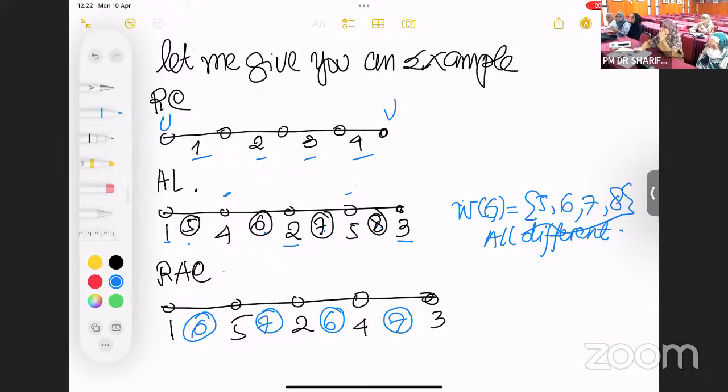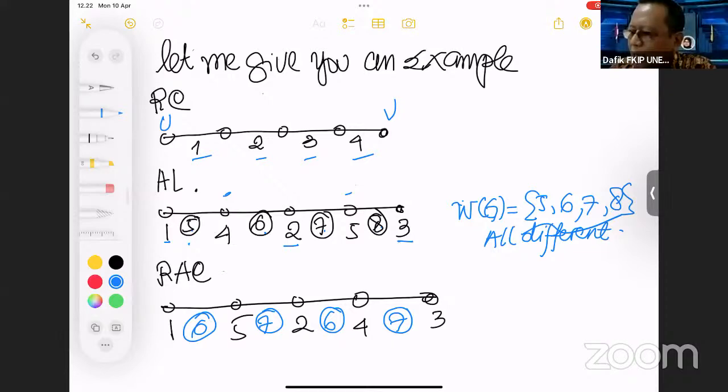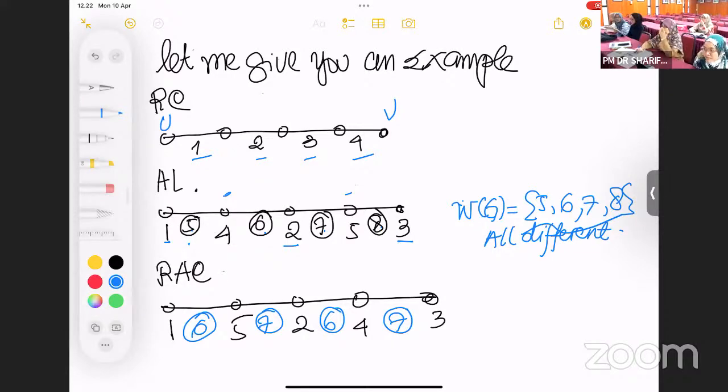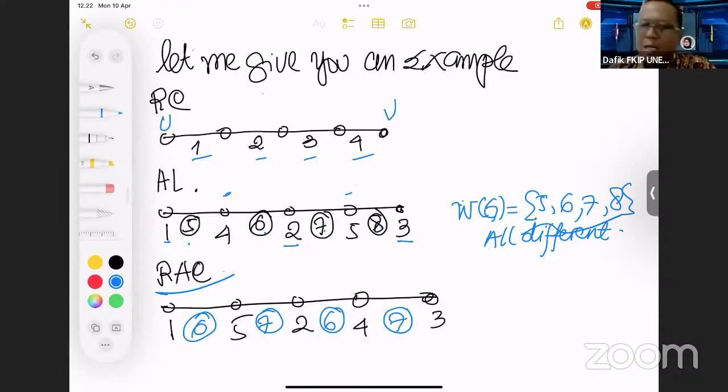Is it the last graph, Prof? Yeah, the last one. Supposedly, the condition is satisfied. The condition is not satisfied?